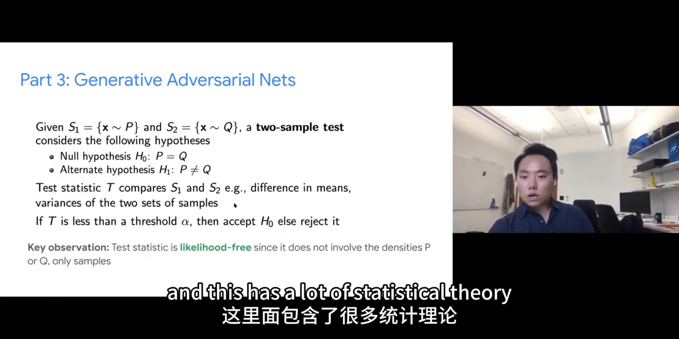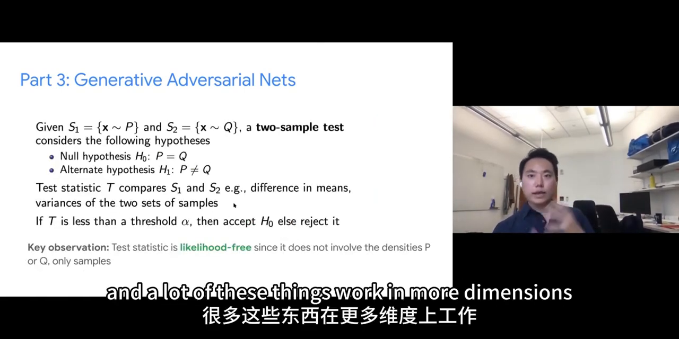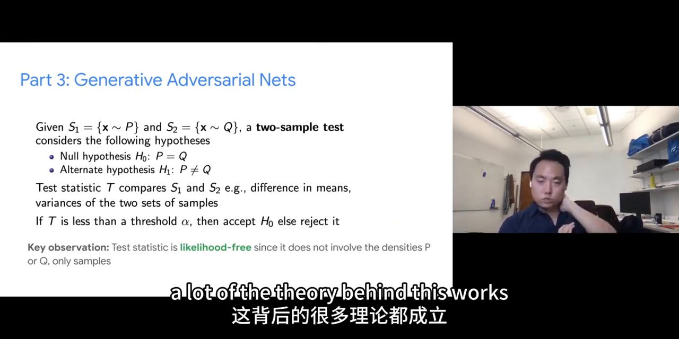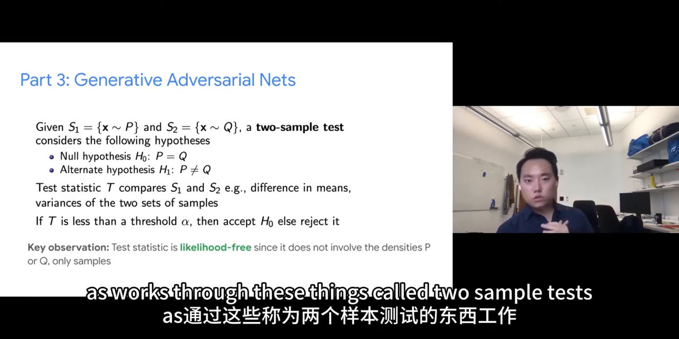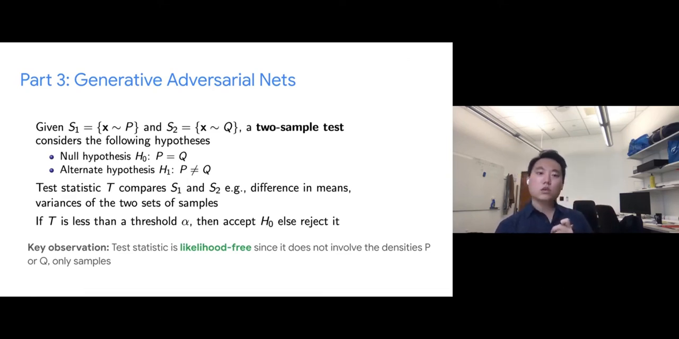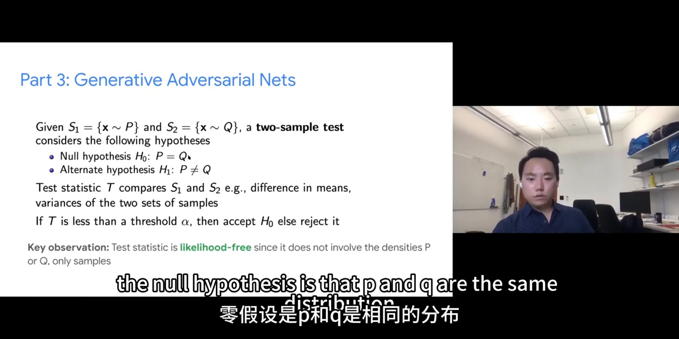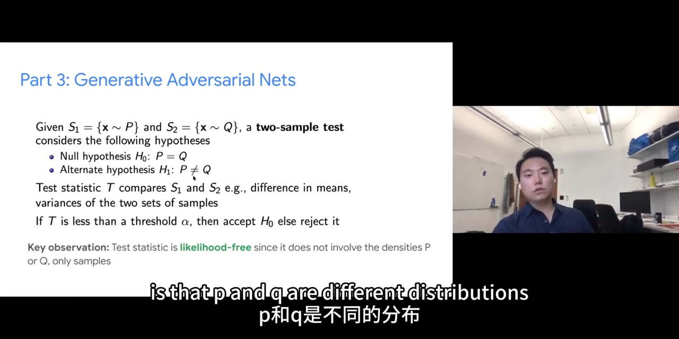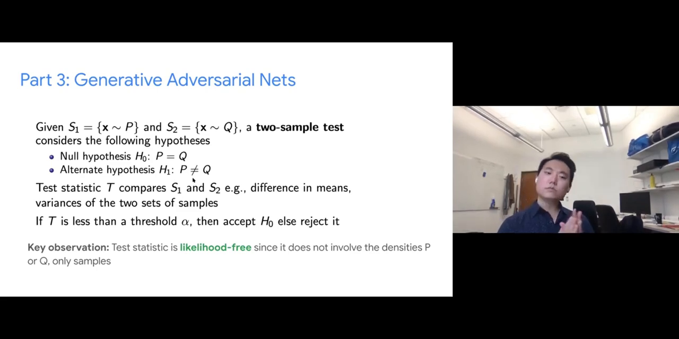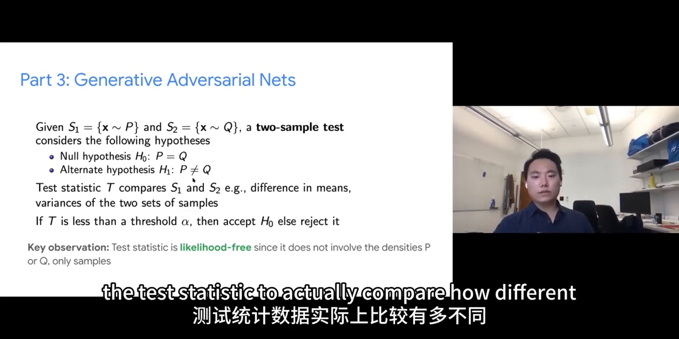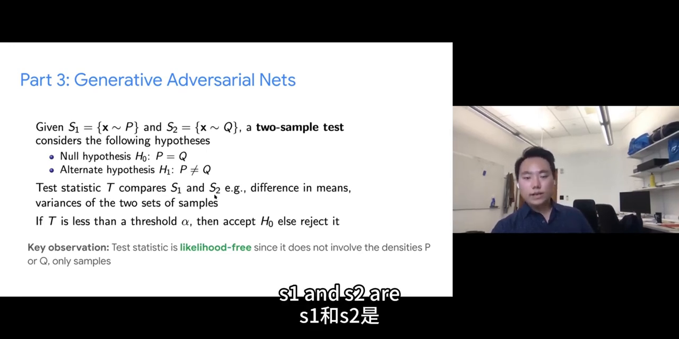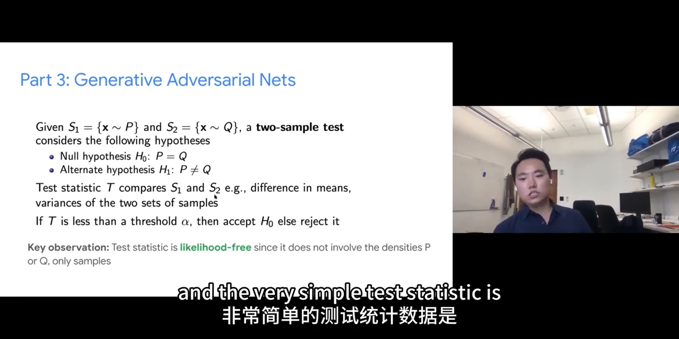And this has a lot of statistical theory, and a lot of these things work in low dimensions. But essentially, a lot of the theory behind this works through things called two-sample tests. So given a bunch of samples from P and a bunch of samples from Q, the null hypothesis is that P and Q are the same distribution, and the alternate hypothesis is that P and Q are different distributions. So what you want to do is define a test statistic to compare how different S1 and S2 are. And a very simple test statistic is just the mean.